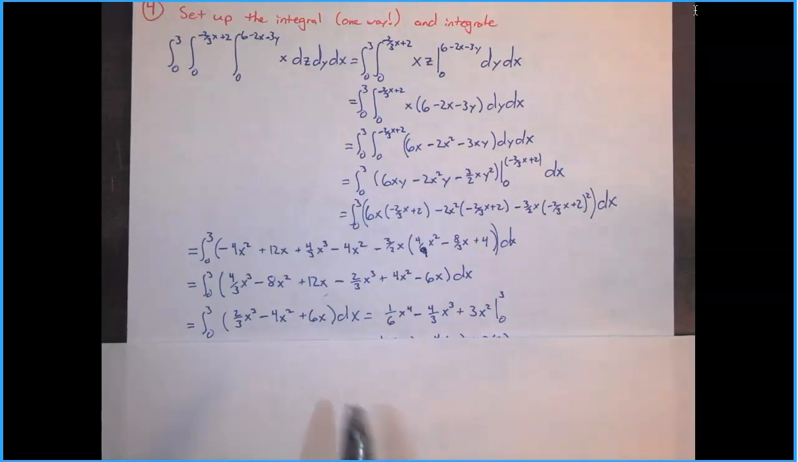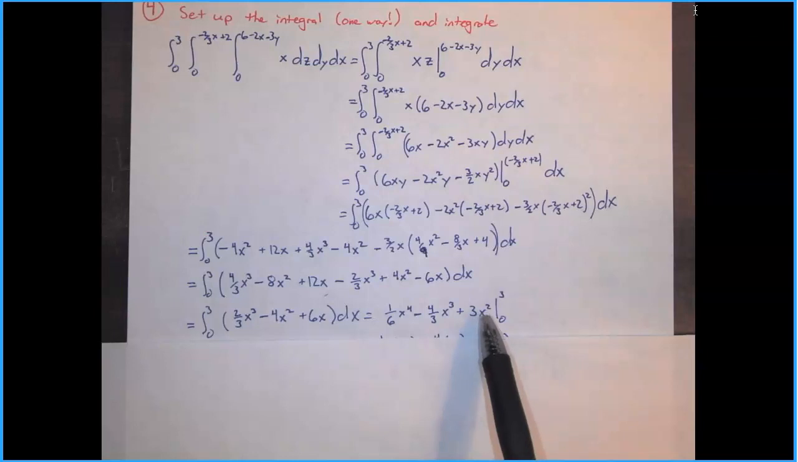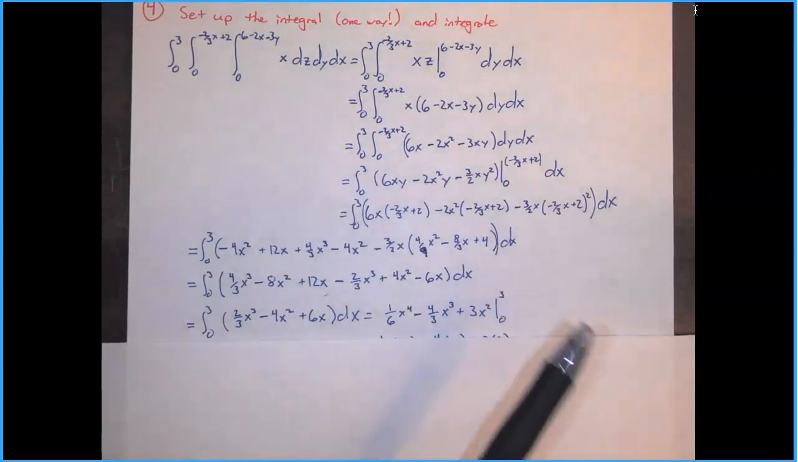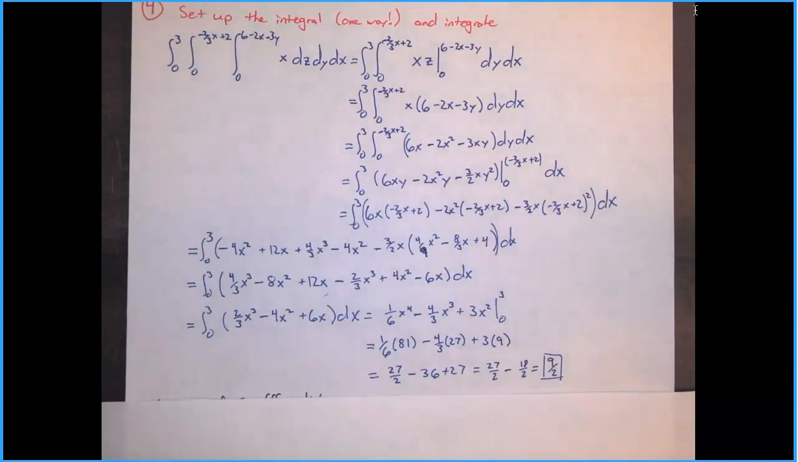So I go ahead and integrate. It's just a polynomial, so the integration is easy. I get 1/6 x to the 4th minus 4/3 x cubed plus 3x squared from 0 to 3. I plug in my bounds. 3 to the 4th is 81, 3 cubed is 27, 3 squared is 9. And then I work this out, and I get an answer of 9/2.